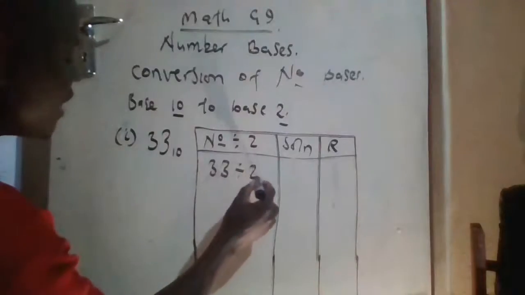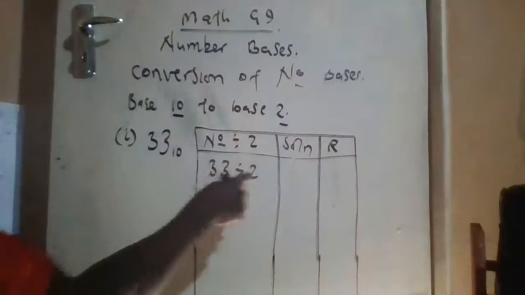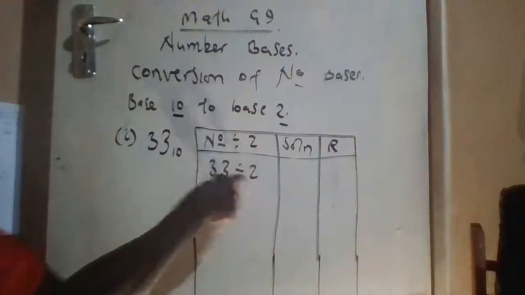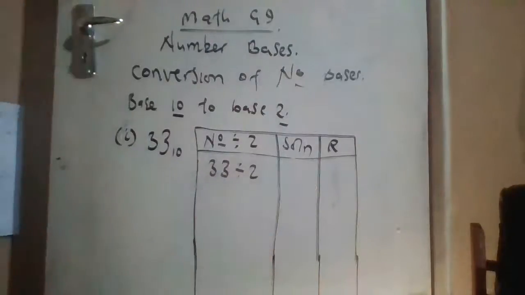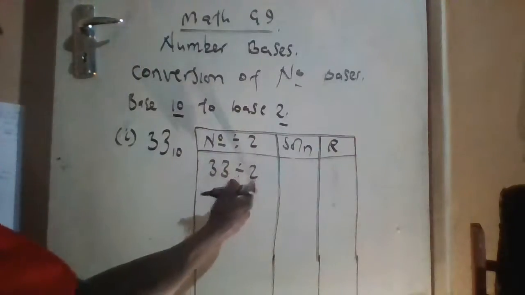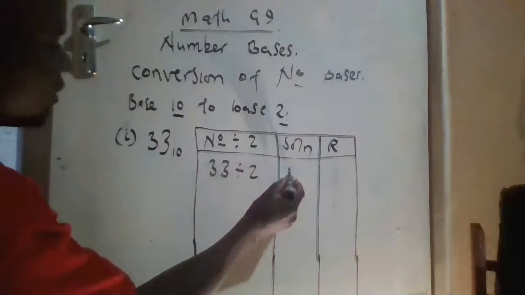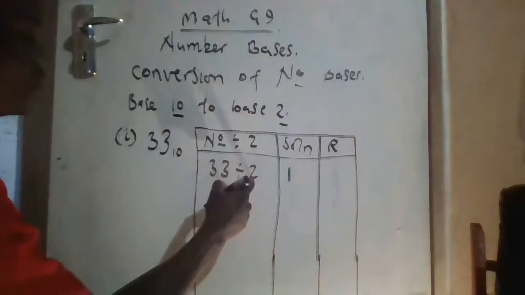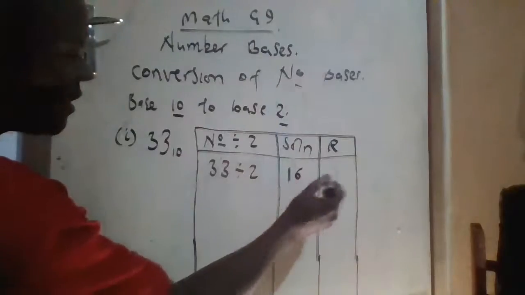33 divided by 2. What's the answer, by the way? Let me pause for a while and allow you to think. So we find that 2 goes into 3 one time, remainder 1, and then 2 goes into 13, goes up to 12, which is 6. The remainder is 1.